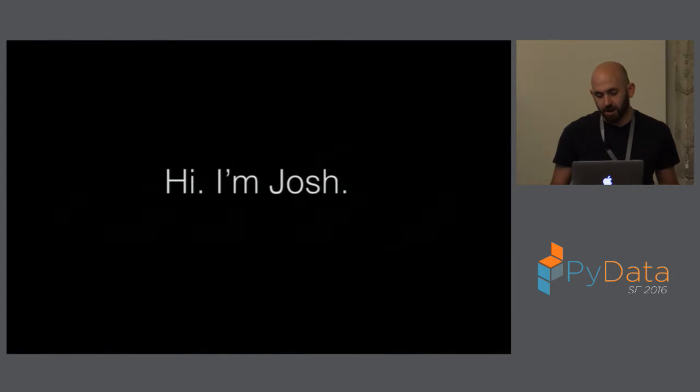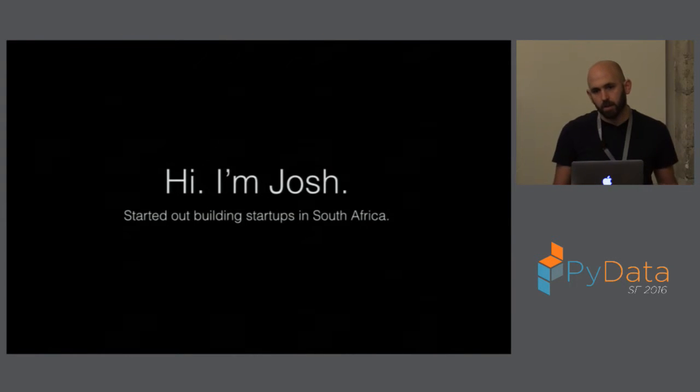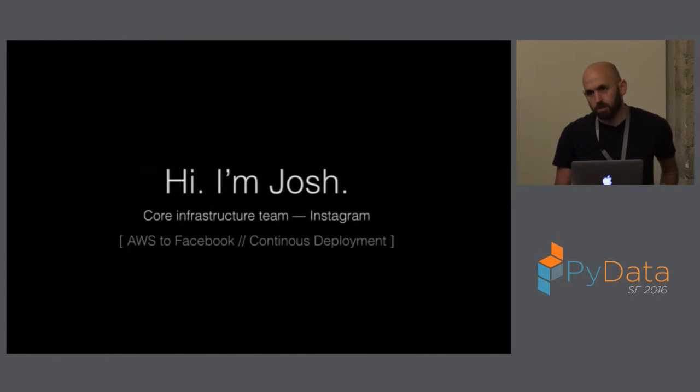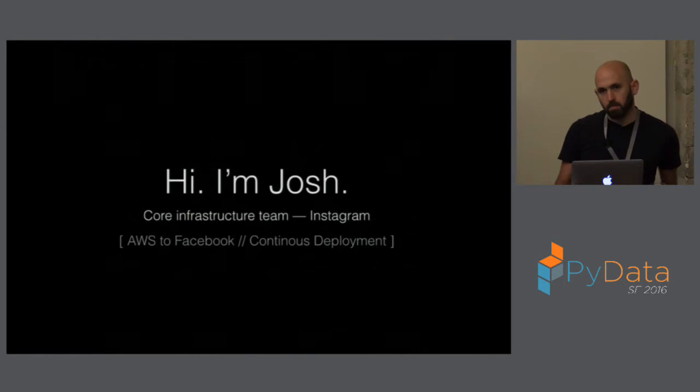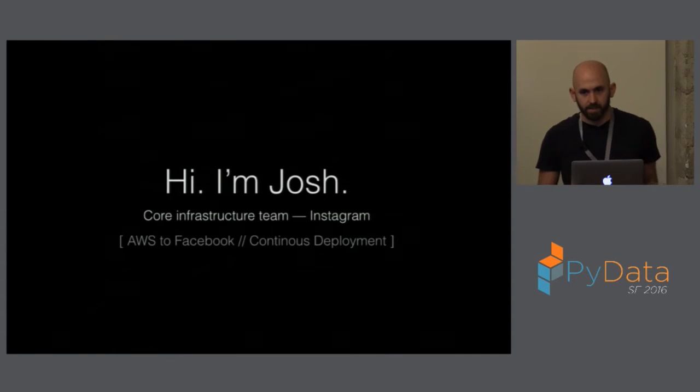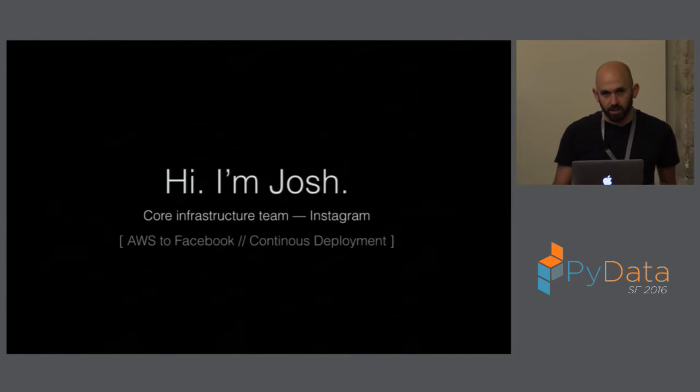As a bit of an introduction to myself, my name's Josh. I originally started out working in tech, building startups in South Africa. Worked on a billing product, worked on a website hosting company. Probably more interestingly, I worked on the core infrastructure team at Instagram, helped them build out a continuous deployment system, and helped them migrate from AWS's data center to Facebook's data center, which was a bit of an engineering challenge.